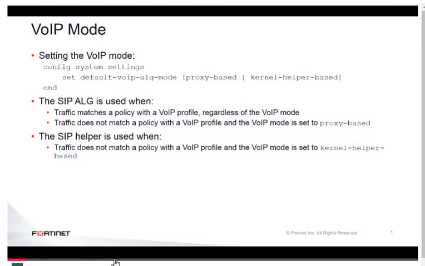FortiGate uses either the SIP helper or the SIP ALG depending on the configuration. The system setting, default VoIP ALG mode, specifies which one is used when no VoIP profile is applied. If it is set to proxy-based, default, the SIP ALG is used. If it is set to kernel helper-based, the SIP helper is used. If the SIP traffic matches a firewall policy with a VoIP profile, the SIP ALG is always used, regardless of the default VoIP ALG mode setting. Fortinet recommends using the SIP ALG. The SIP helper should be used only when the SIP ALG is not working as expected.